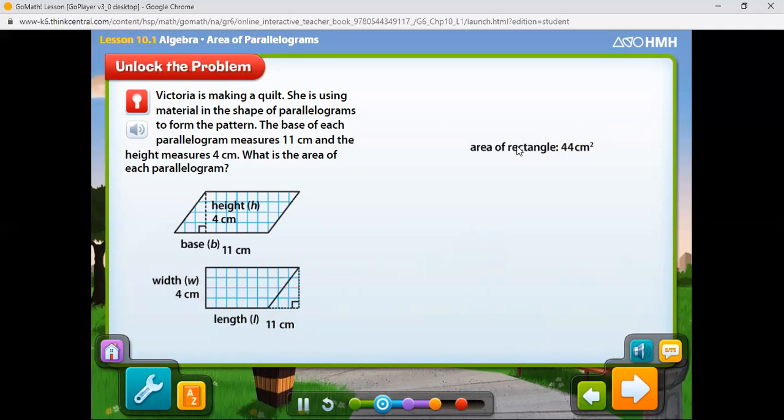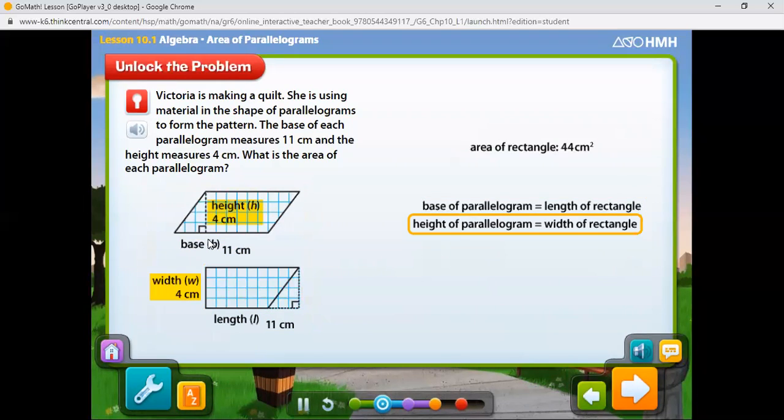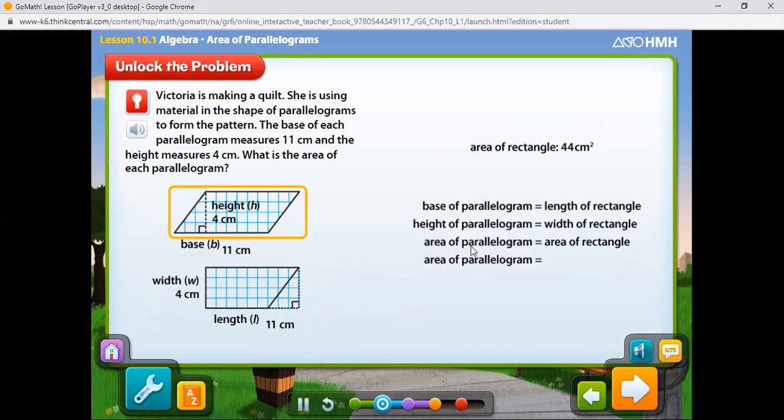Let's compare the features of the parallelogram and rectangle. What similarities are there between the parallelogram and rectangle? The base of the parallelogram is equal to the length of the rectangle. The height of the parallelogram is equal to the width of the rectangle. So the area of the parallelogram is equal to the area of the rectangle. Let's use the results to find a formula for the area of a parallelogram. The area of a parallelogram is equal to the base, b, times the height, h.